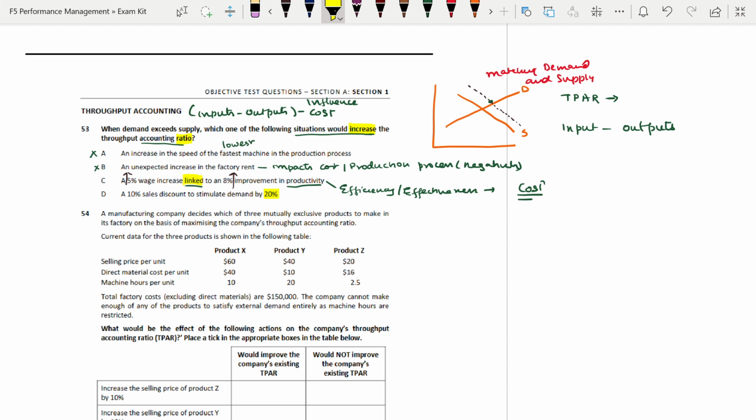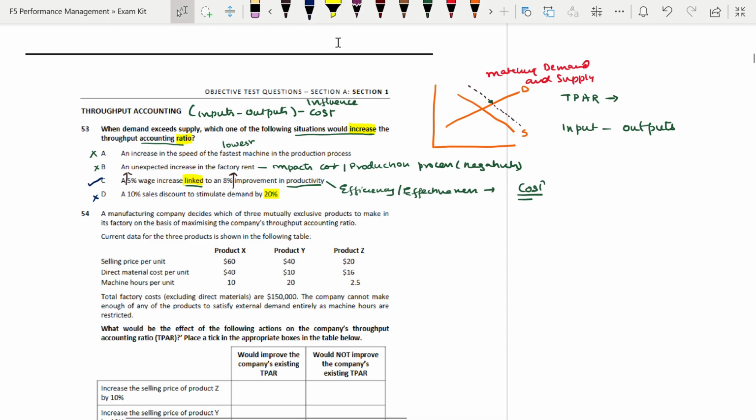Is that a 10% sales discount? When you are giving the sales discount, what will happen? The demand will increase more. Demand will further increase. We have to control the demand, or we have to match the demand as such.